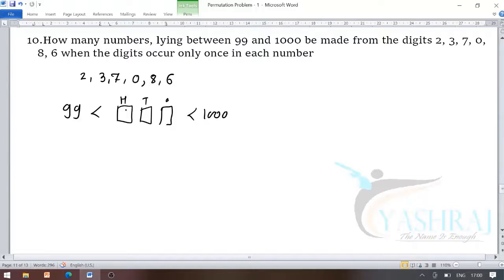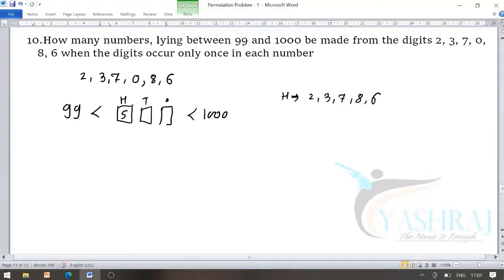So now to fill up the hundreds place, we have the choices. Keep in mind, once we fill up the 100 place by 0, it would be a 2-digit number, not a 3-digit number. So except 0, to fill up the 100 place we have the choices either 2, 3, 7, 8 or 6. That means 5 ways we are having.